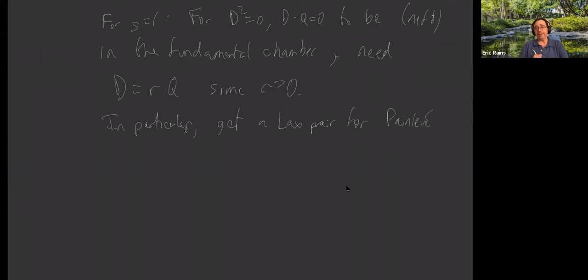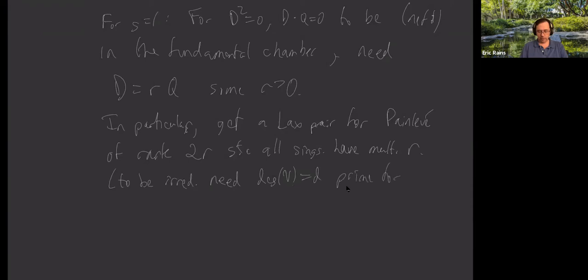And when I say for Painlevé, I mean anything in the hierarchy will have a lax pair of this kind of rank 2R instead of R, which is such that all singularities have multiplicity R. And then the degree of the equation, if we want this to be irreducible, we're going to need the degree of the vector bundle to be prime to 2R.